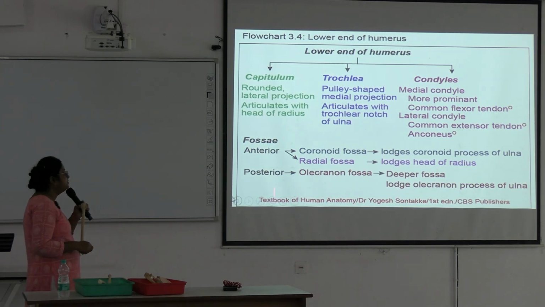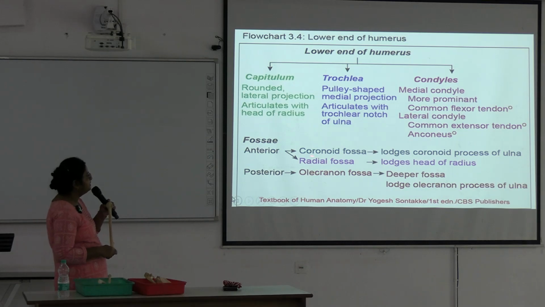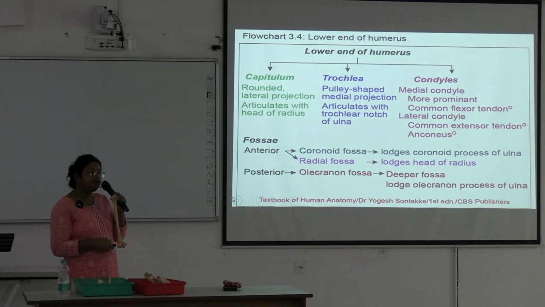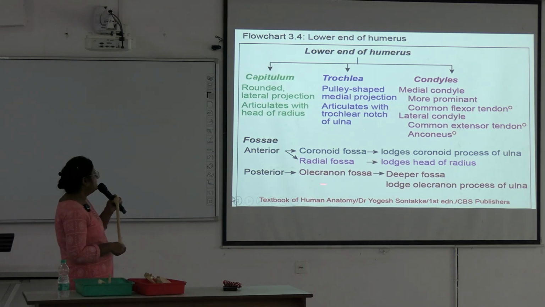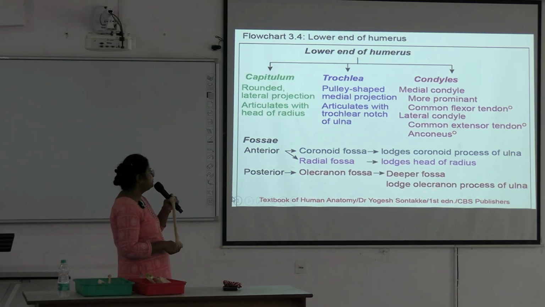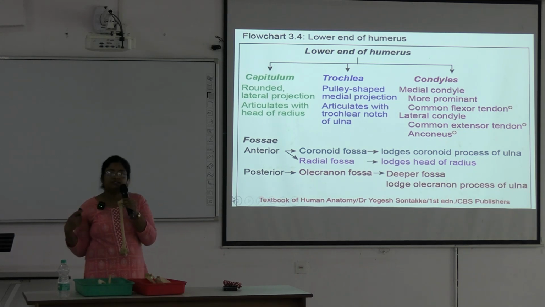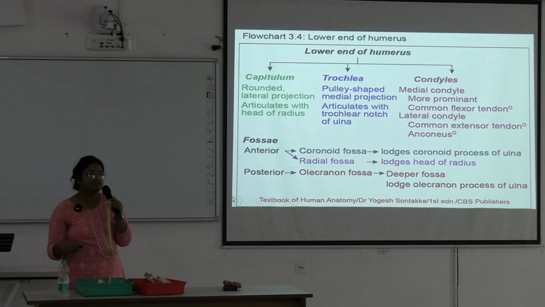Fossas are anteriorly two fossa, radial fossa laterally lodges head of radius, coronoid fossa medially lodges the coronoid process of ulna, and posteriorly olecranon fossa, it is a deeper fossa, lodges the olecranon process of ulna. So this is the summary of the lower end.